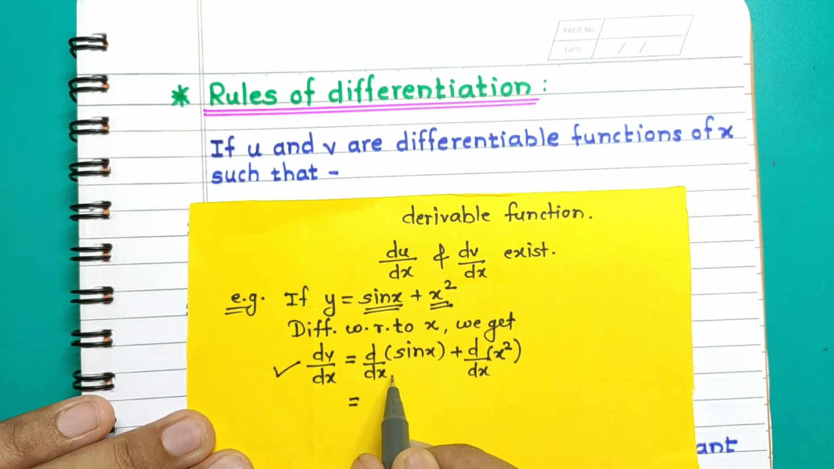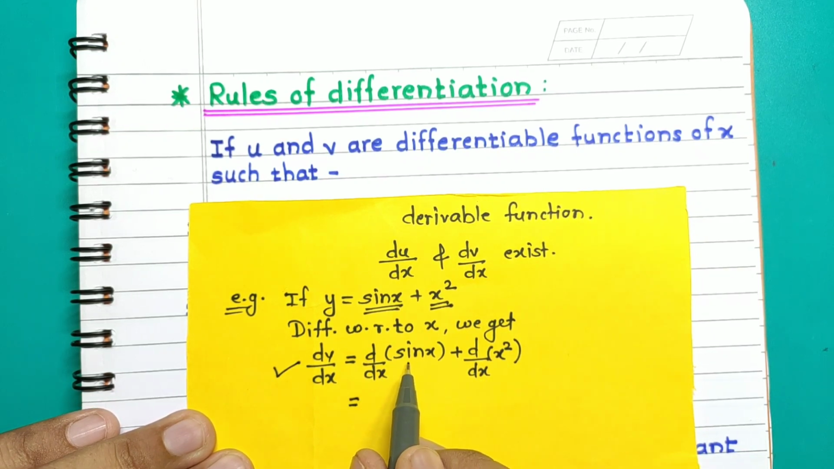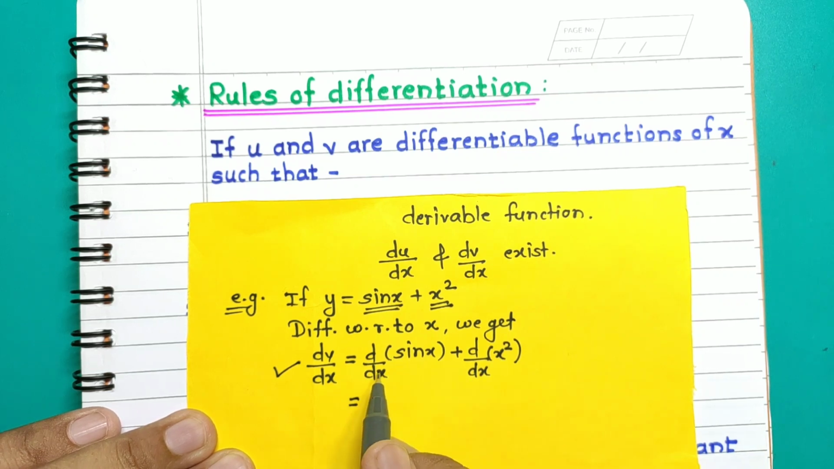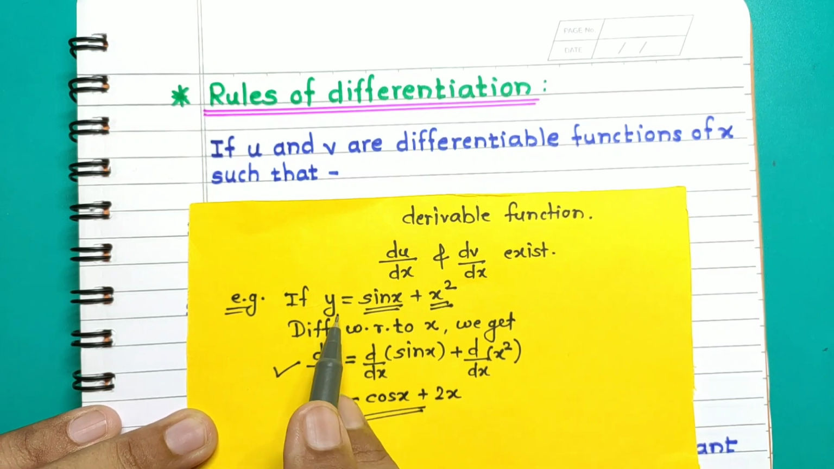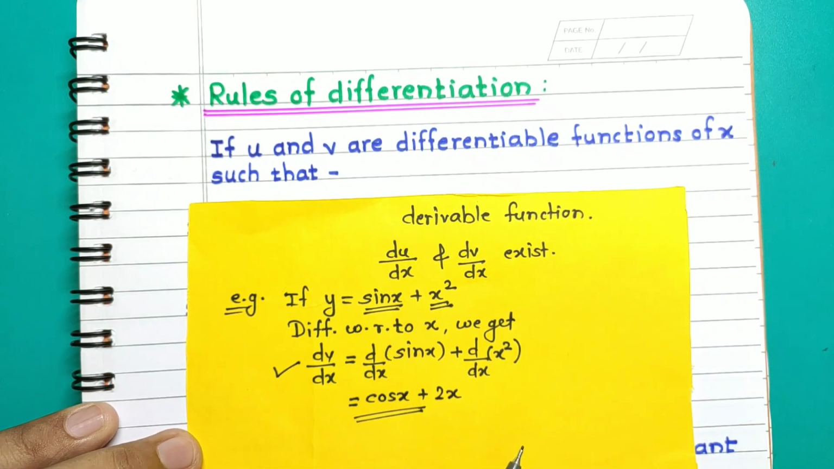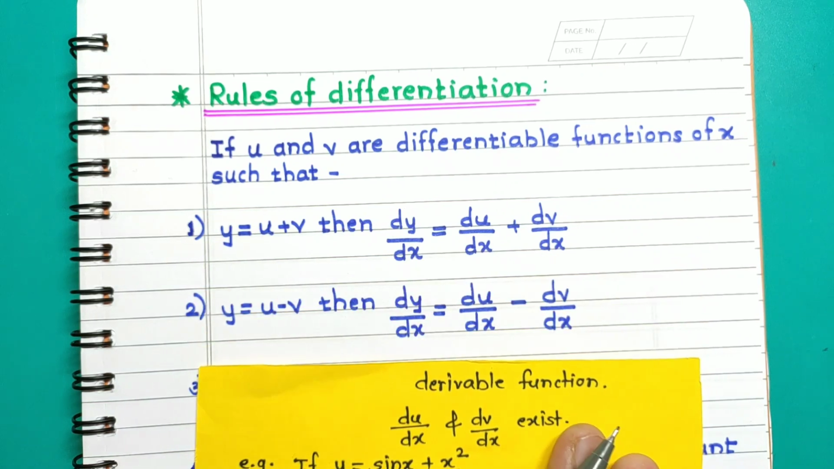Now let's evaluate these derivatives. We find that these are in standard form. So we know that the derivative of sin x is cos x plus the derivative of x square is 2x. So this is the required derivative of given y. Okay, now let's go to the second rule.